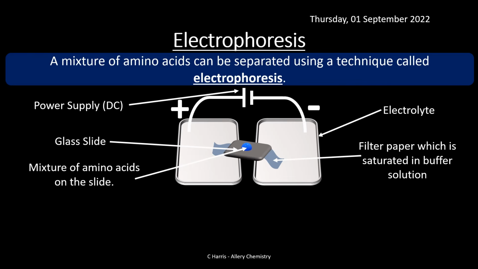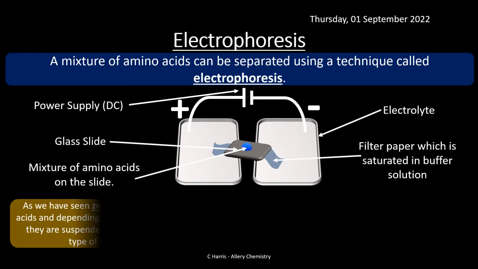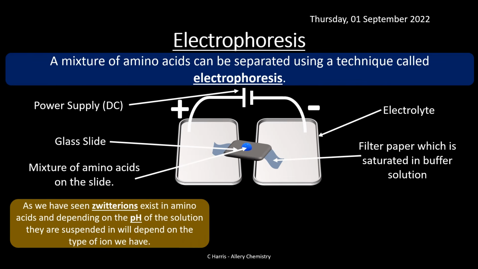Now I've just put this on here so you can see what's happening. I think sometimes it's easier if we have a visual picture of it. And as we've seen, we know what zwitterions are. They exist in amino acids, and the pH of the solution they're suspended in will determine the type of ion that we have. So remember, your zwitterion exists at the isoelectric point. At lower pHs, you have your carboxylic acid that's formed, and at higher pHs, you have NH2 that's formed at the other end of the amino acid.